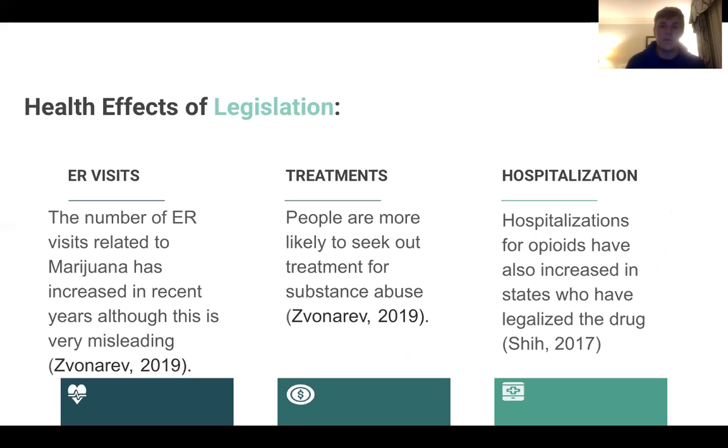Hospitalizations for opioids have also increased, which is a worrying sign. But overall, the number of overdoses for opioids has not increased relative to the national average, showing that the hospitalization for opioids is most likely just because people are more willing to get treatment for these issues when there's less criminalization around drugs in general.